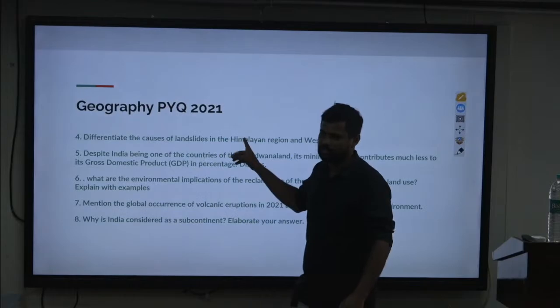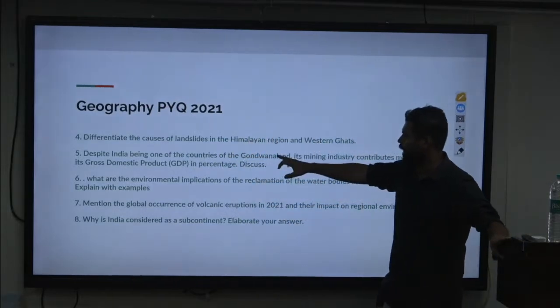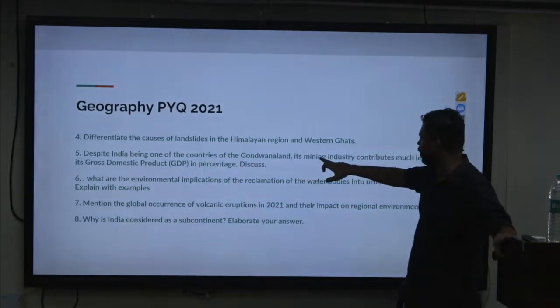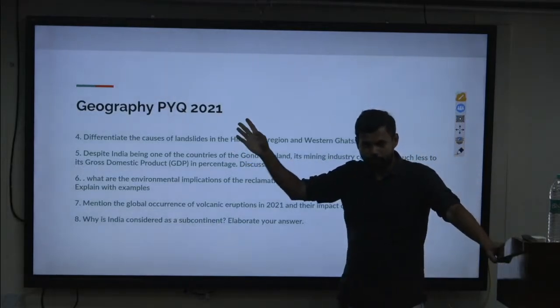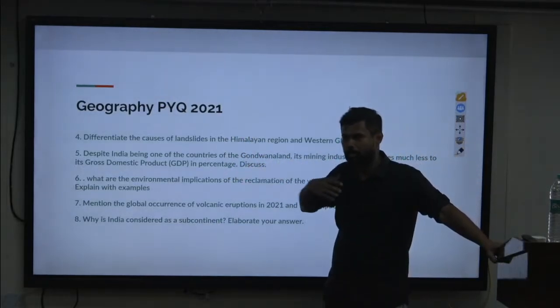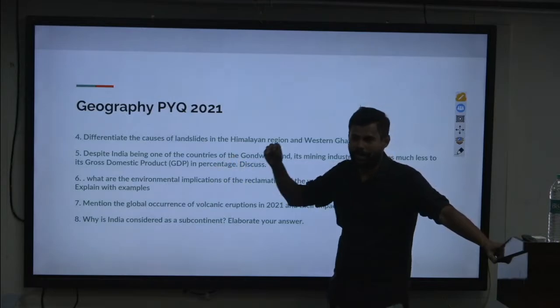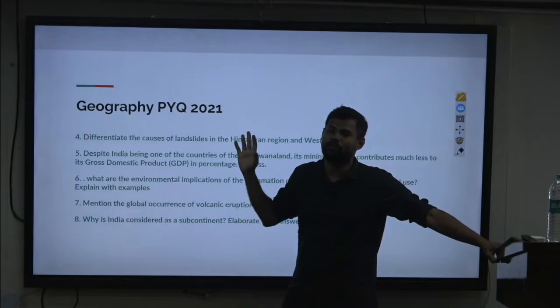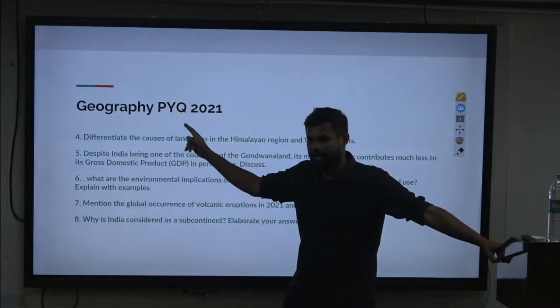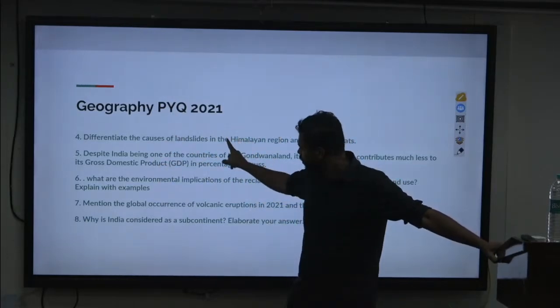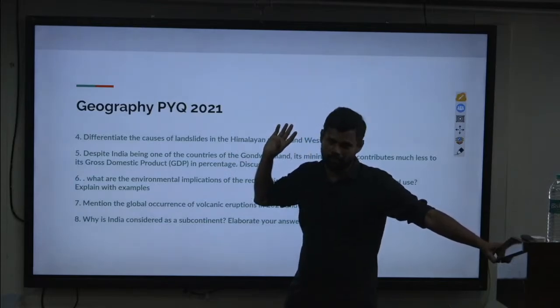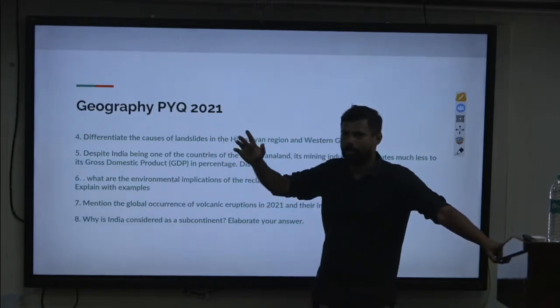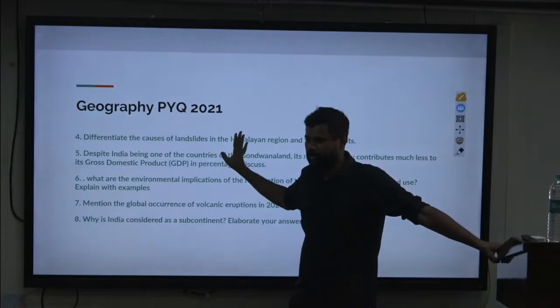But easy, very easy question. Next: despite India being one of the countries of Gondwana, its mining. According to people, it is difficult. According to me, it is coming from economic geography, and economic geography is the easiest topic in geography, because economic geography is a play of keywords. Isthmus and Straits is a play of keywords. This question is a play of keywords. Anyways, for your sake, I am going to take it as a moderate question.